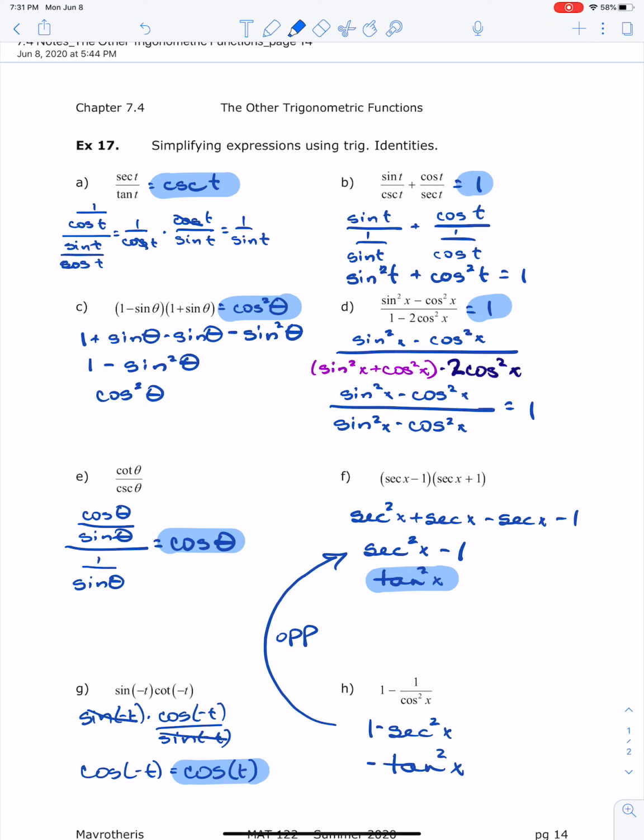Like I said, these may look a little different, not exactly the way you have them in those Pythagorean identities. You should be able to figure that out though. And that is it.